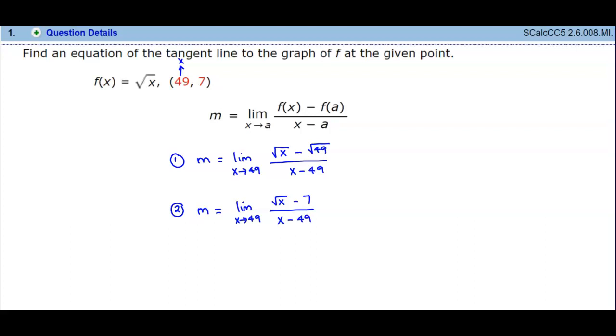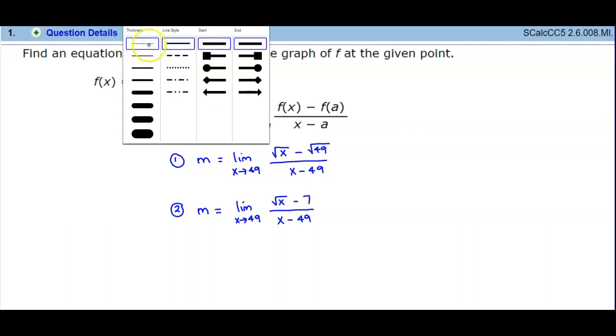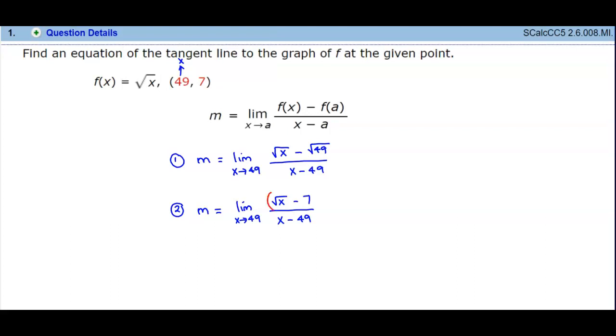Okay, so now the goal is that we want to simplify this, because still if we apply the limit of 49 minus 49, it's going to give us an undefined result. So therefore we want to rationalize the numerator by multiplying by its conjugate. The conjugate is the square root of x plus 7. So we're going to multiply both the numerator and denominator by its conjugate.